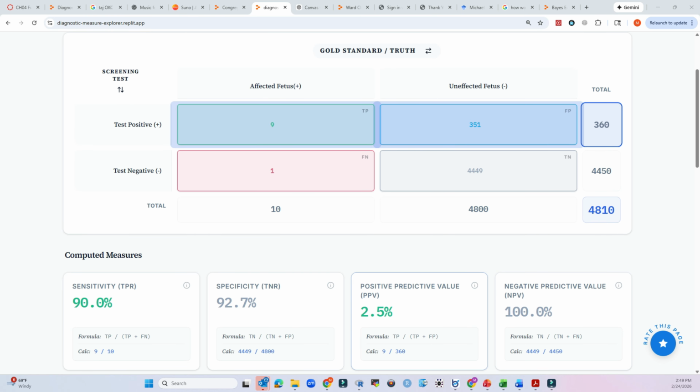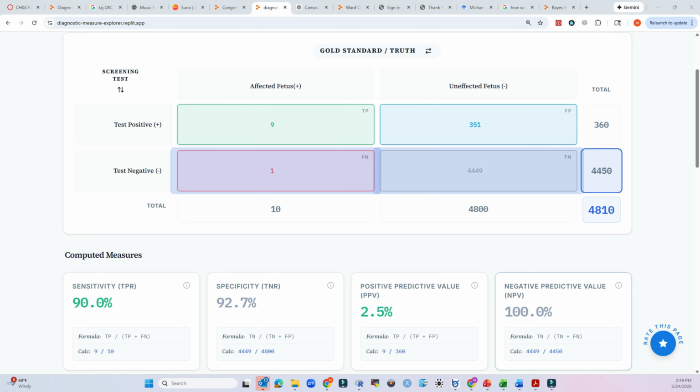This quantity of 2.5% indicates that when a positive test is observed, there is only a 2.5% chance that the fetus is affected by the genetic disorder. So that means there will probably be a lot of false positive tests from a screening test like this. The negative predictive value, however, is very high, meaning whenever a negative test is obtained, there is almost no chance that the fetus actually has the genetic disorder.